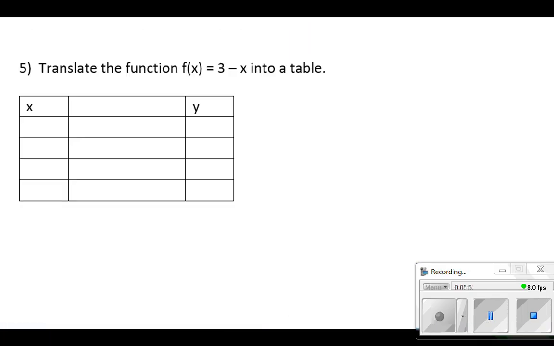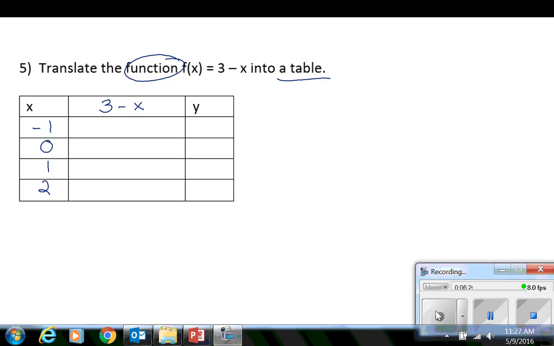And the last one is question 5. We're going to translate the function. So we have the equation, and we're going to turn it into a table, which we've already done before. So I'm going to now start by putting the equation into the equation box in my function table. 3 minus x. And I'm going to stick with the numbers I chose before because you can choose whatever x values you want. I'm going to choose -1, 0, 1, and 2.